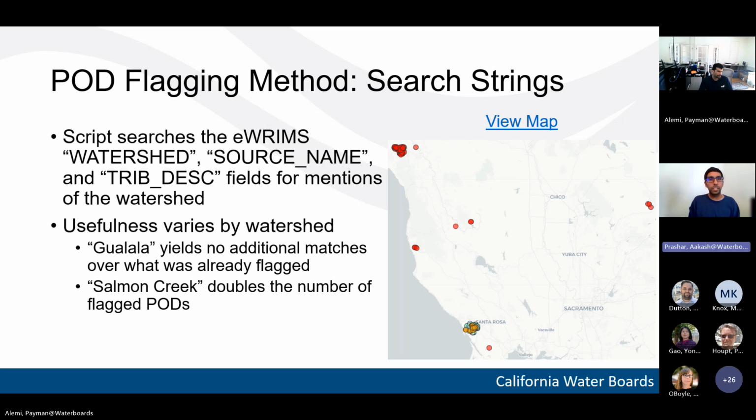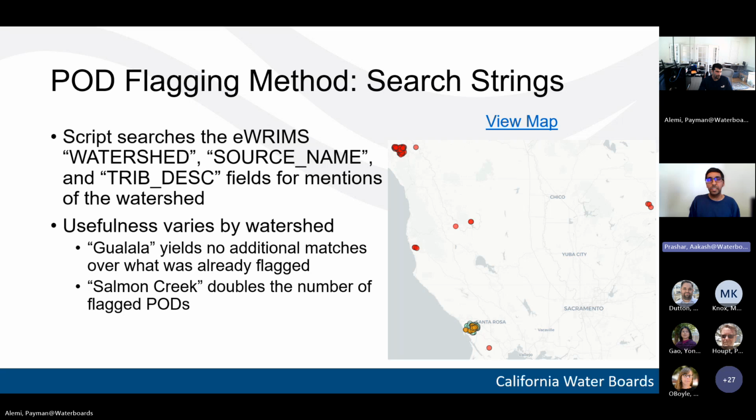And then our third POD flagging method is a text search. So given a search string relevant to the watershed, like maybe part of the watershed's name. For example, for Gualala River, we would use Gualala, and for Navarro River, we would use Navarro. With this search string, we would look in ERMs in the watershed, source name, and tributary description fields for matches. Though, because of inconsistency in how these fields are written on ERMs, the contribution of this flagging method is variable. For example, in the Gualala River watershed, searching for Gualala in these three fields made no new contributions. No other PODs were flagged in addition to what was already flagged by the previous methods.